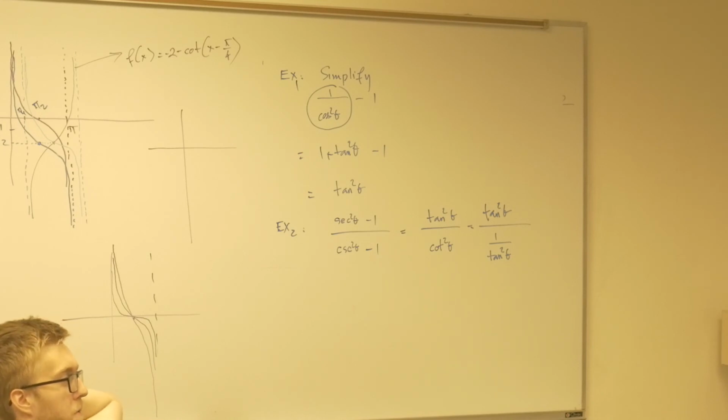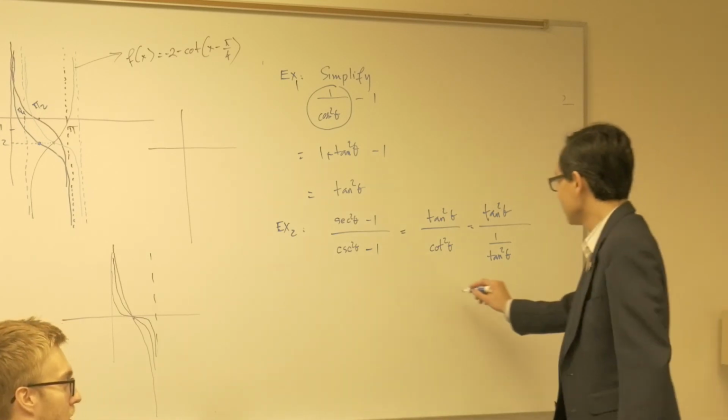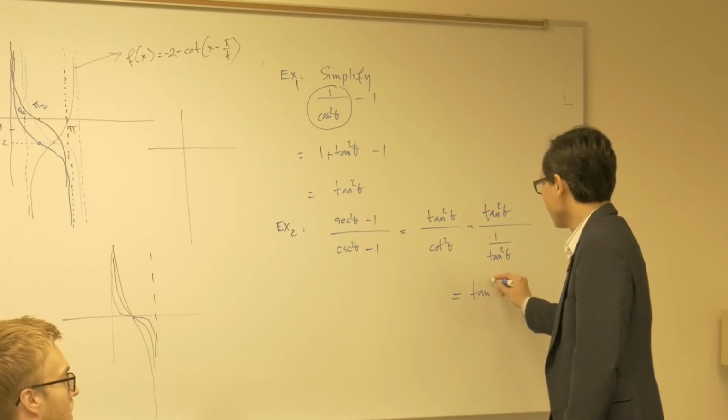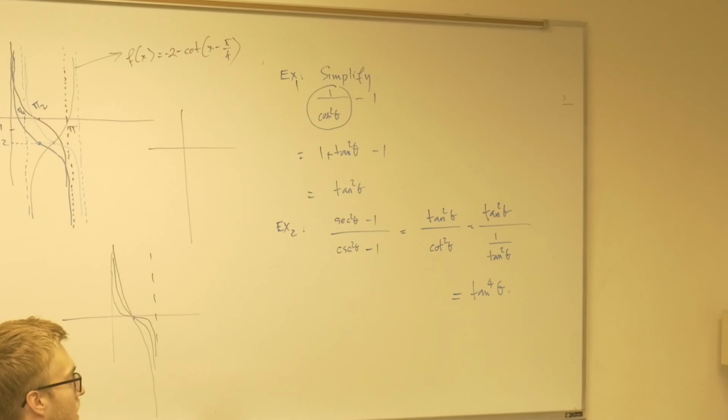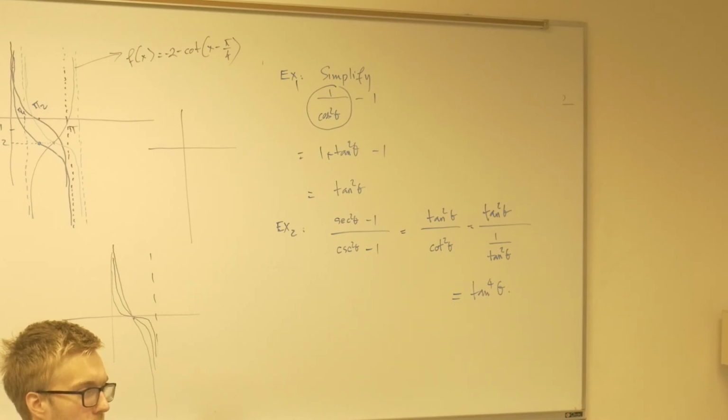Tangent to the power of 4. So it will be tangent to the 4. Because tangent square times tangent square is tangent to the 4. It's like x squared times x squared is x to the 4.